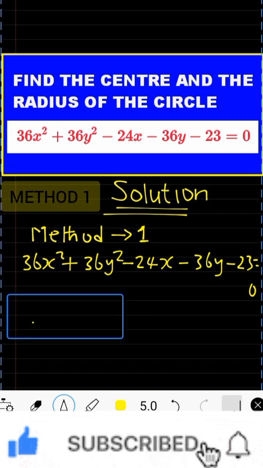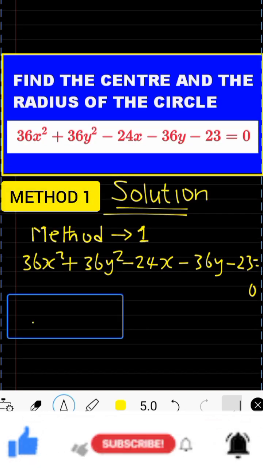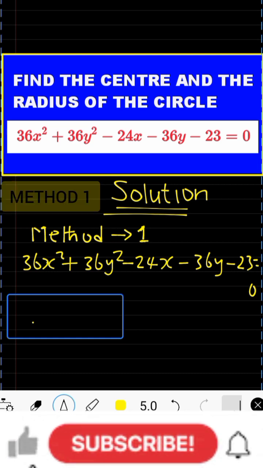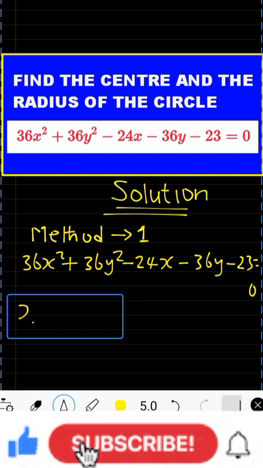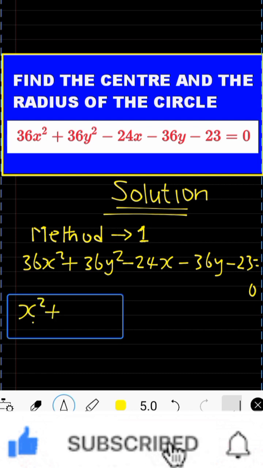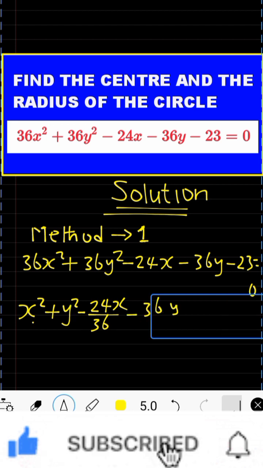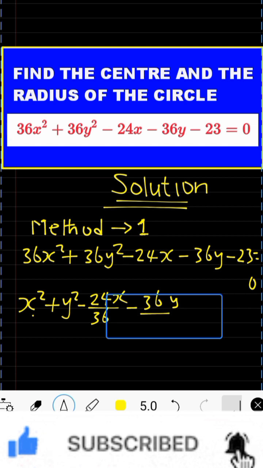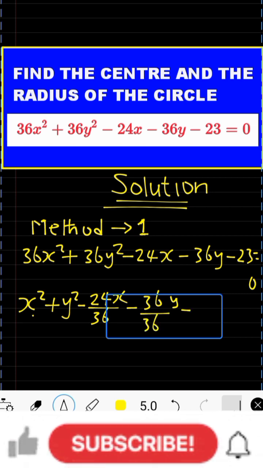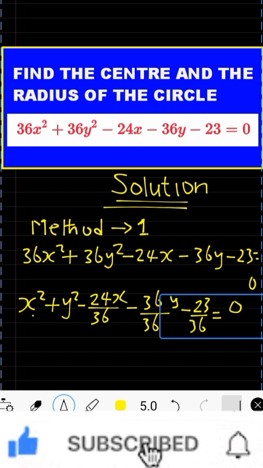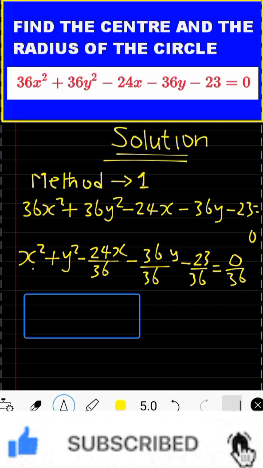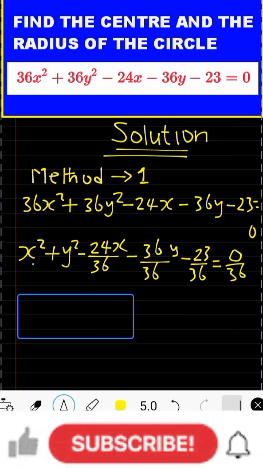The first thing we have to do, let's divide through by the coefficient of x squared and y squared. We have to make sure the coefficient of x squared and y squared is unity. Therefore, we are going to have x squared plus y squared, then minus 24x over 36, minus 36y over 36, then minus 23 over 36 is equal to 0 over 36. So this is what we have. We can reduce the fractions to their lowest term.